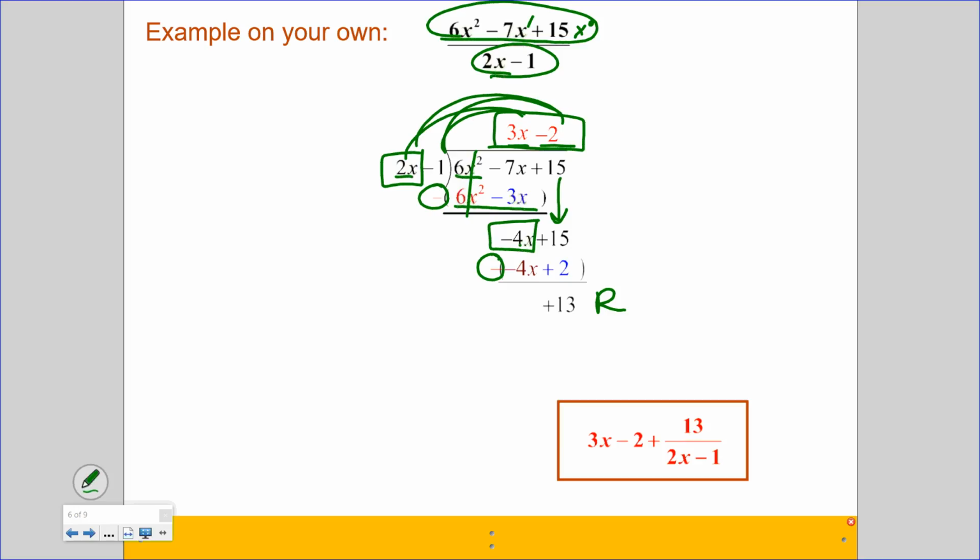written kind of like you would think about a mixed number, like in the whole number position. And then you add the remainder on top of whatever the original denominator was. You just copy the 2x minus 1.